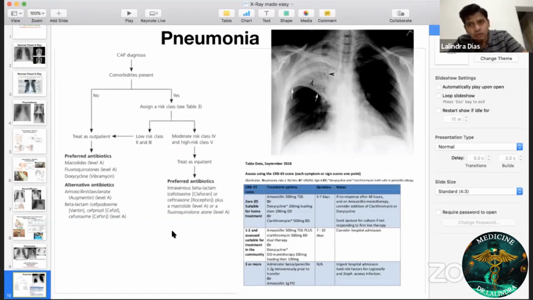So once you confirm a pneumonia with the chest X-ray, then you must start treatment immediately. So how do you treat a pneumonia?